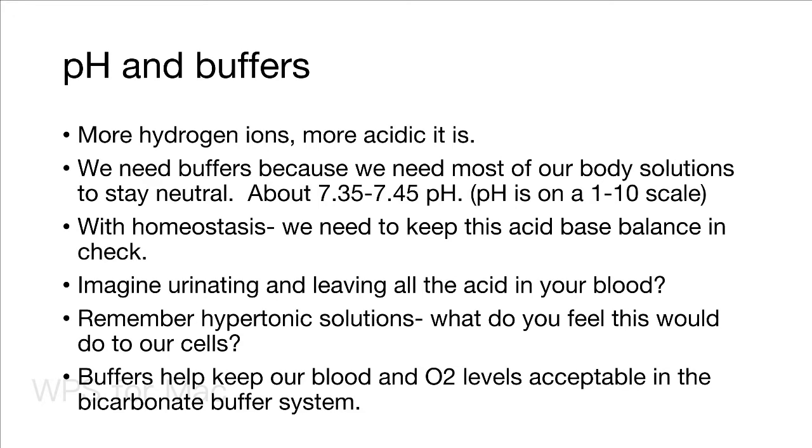And of note, the pH scale is on a scale of 1, which is the most acidic, and 10 is the most basic. The stomach acid that's in your belly is about a 2. Okay? So with homeostasis, as I said, we need to keep this balance in check. Imagine peeing and leaving all the acid in your blood. What would that do? You'd just burn up on the inside.